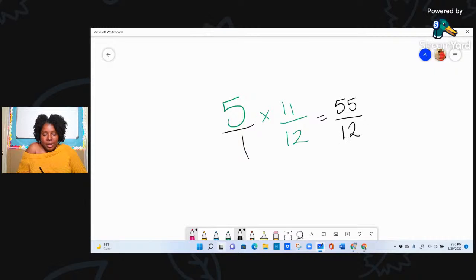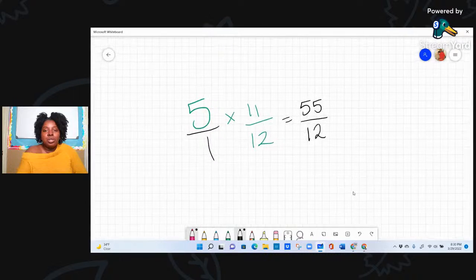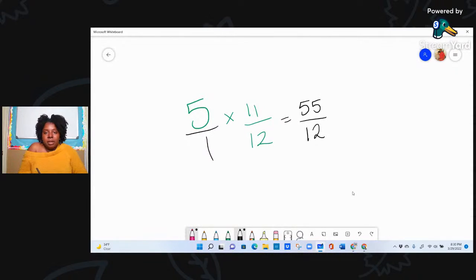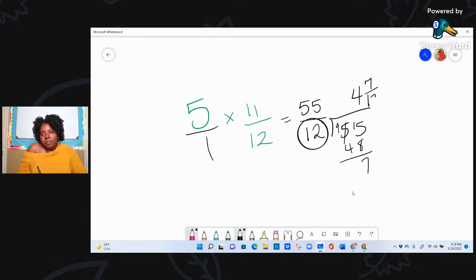Okay, now you can leave it alone. If you want to change it into a mixed number, you can. We would just put that numerator in the house. And 12 goes into 55 4 times. Now you would have 7 left over. 7 what? 7 twelfths. And you're done. Okay?